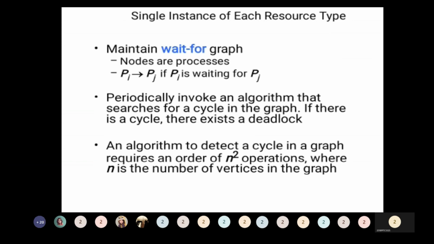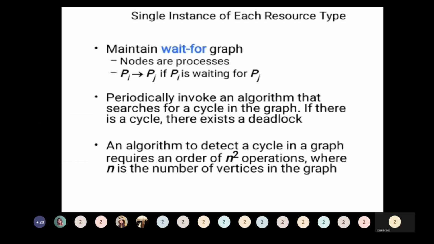Single instance of each resource type will take the detection algorithm here. Maintain a wait-for graph. Nodes are processes. So you are going to use the wait-for graph to check deadlock detection. In your wait-for graph, the nodes of the graph are the processes. Pi to Pj means Pi is waiting for Pj, and you have to draw it like this.